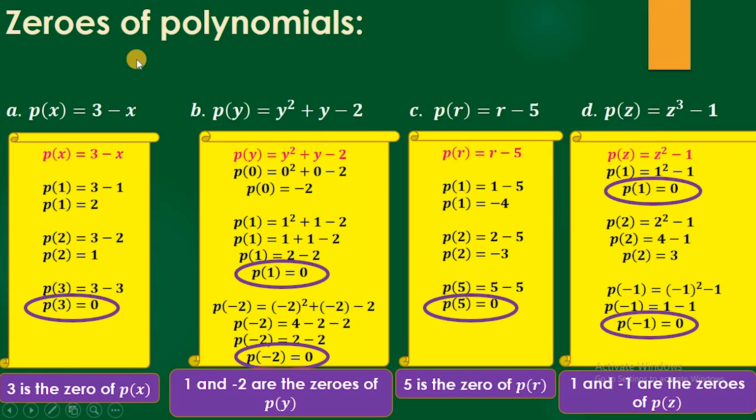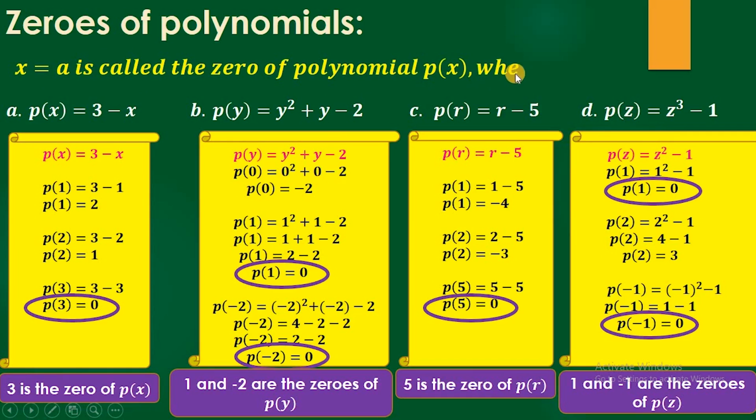Therefore, we can say that x equal to a is called the 0 of polynomial p of x when p of a is equal to 0. That means instead of x, if I put a, then it becomes 0. Then we can say that the given value a is the 0 of the given polynomial.